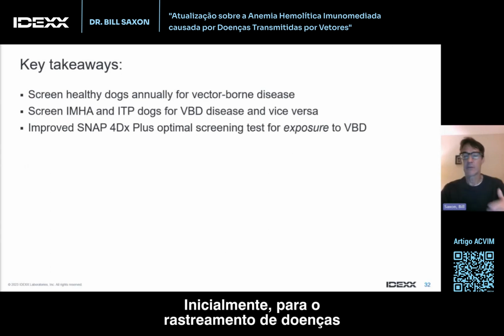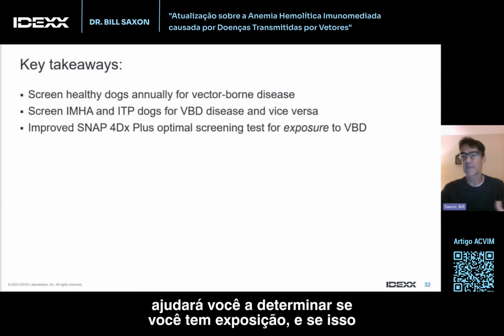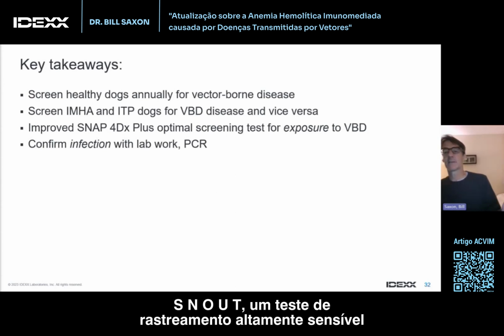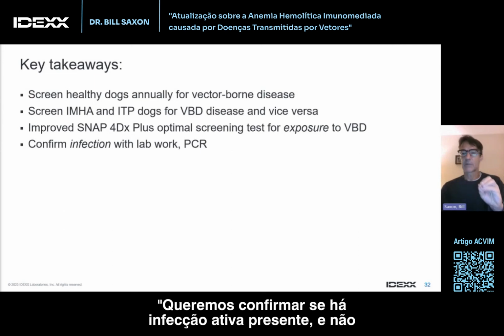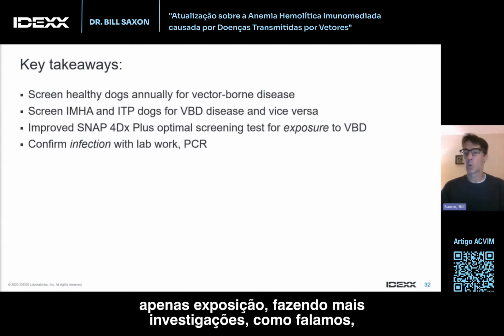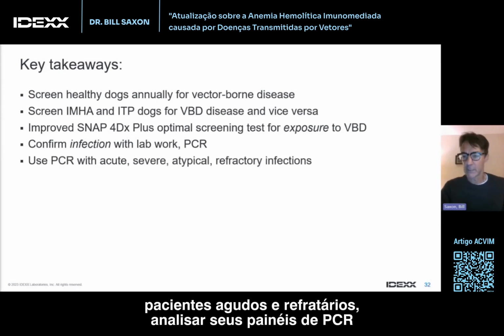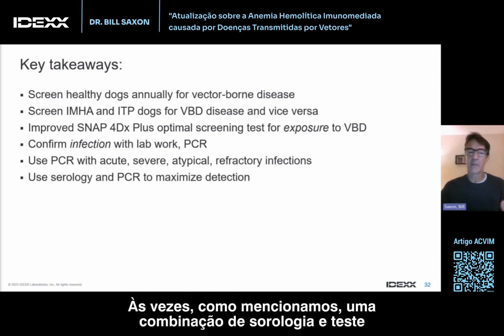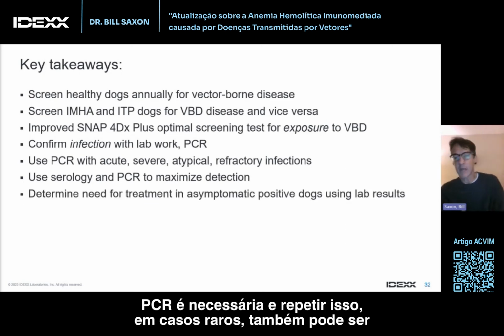Initially, for vector-borne disease screening, your serologic test using a SNAP will help you determine if you have exposure, and if that's negative, you don't, right? SNOUT: a highly sensitive screening test that is negative rules out the disease. We want to confirm whether active infection is present and not just exposure by doing more work, like we talked about. Look for laboratory evidence of the disease with acute, severe, refractory patients. Look at your PCR panels for co-infections. Sometimes, as we mentioned, a combination of serology and PCR testing is necessary, and repeating that in rare instances may also be necessary.